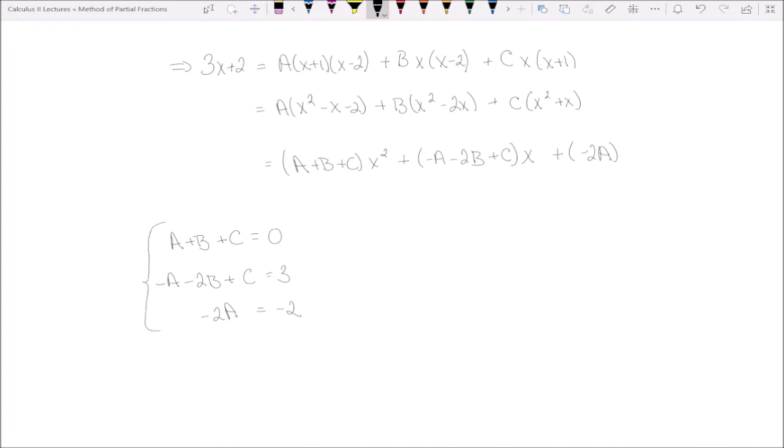Right? So this is a system of 3 equations and 3 unknowns. We wish to solve this. Actually, that should be positive 2, right? Negative 2A equals positive 2. Right, so, solving a system of equations. Easiest thing to do is to use a calculator, a computer algebra system.